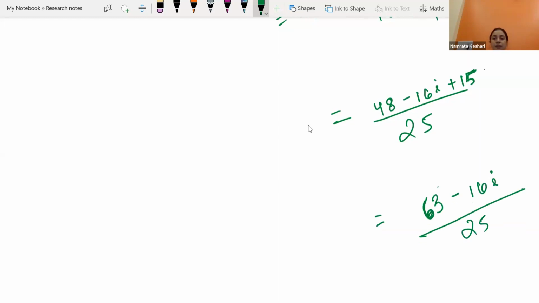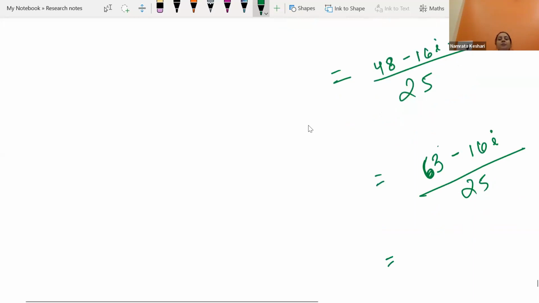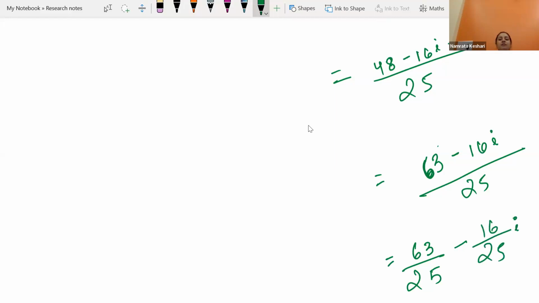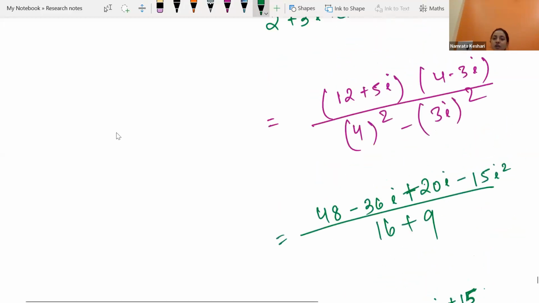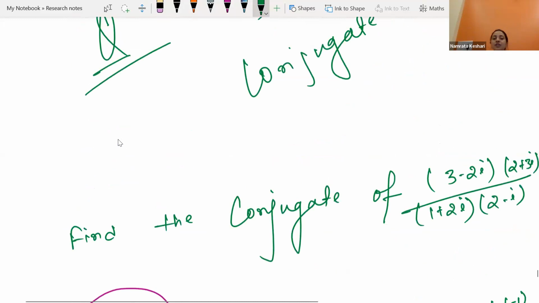Yes, ma'am. Okay, now real part, imaginary part, we need to write it properly. So we know how to do so. 63 by 25, this is the real part, minus 16 by 25 i, this is the imaginary part. Okay, now the question was not to simplify it, the question was to find the conjugate of it.